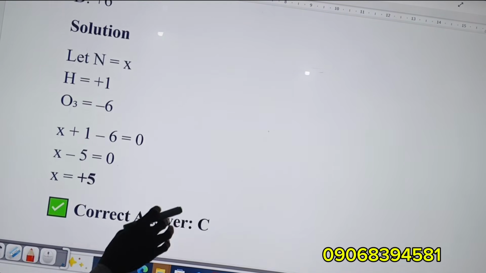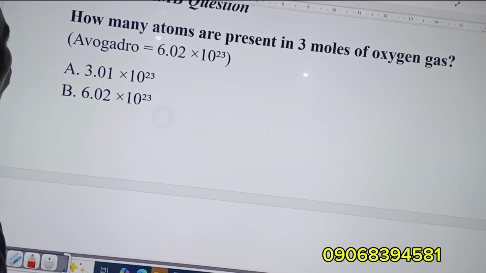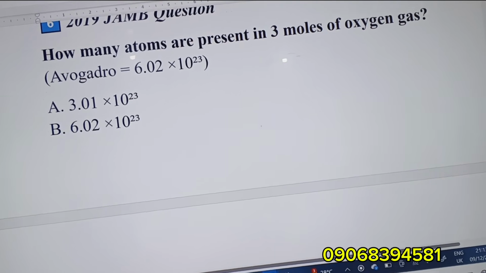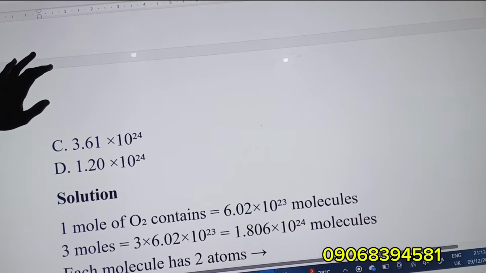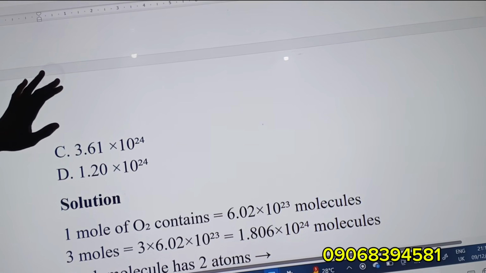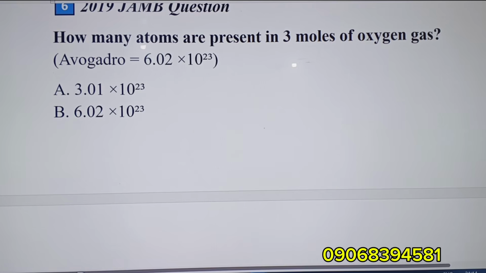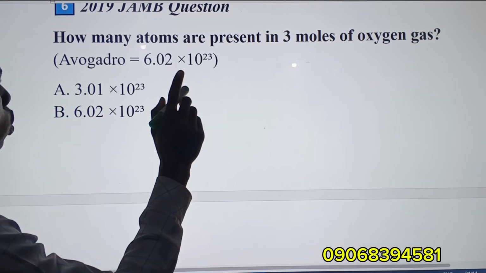On to the next. Next question is a 2019 past question. How many atoms are present in 3 moles of oxygen gas? Now, this is actually a very simple question. The question says, how many atoms are present in 3 moles of oxygen gas?